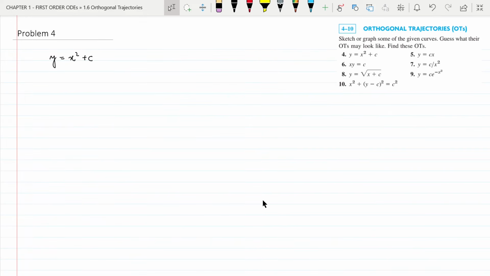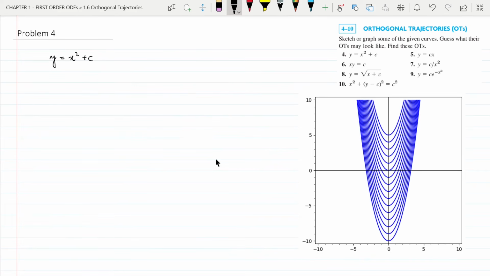For problem 4, the equation of the family of curves is y equal to x square plus c. We know that y equal to x square is the equation of a parabola, and by adding the constant c we are shifting the parabolas up and down along the y-axis. With positive values of c, the parabolas will be shifted upwards, and with negative values of c, they will be shifted downwards. These are parabolas which open upwards and have the y-axis as their axis. So let us see what the graphs would look like.